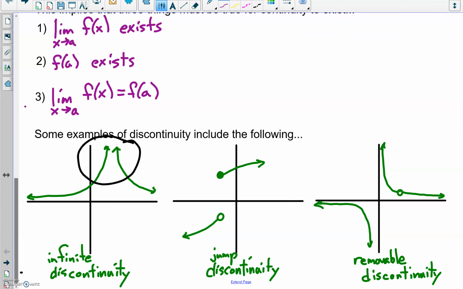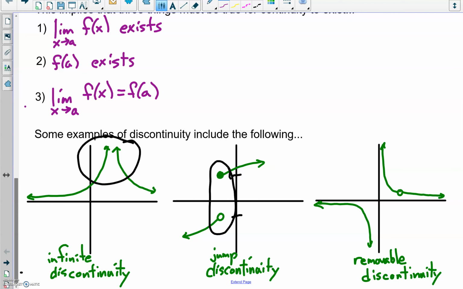The next one, jump discontinuity. These are pretty easy to identify as well. You see a jump in the graph from one y value to another y value with a gap in between. You've jumped up or maybe jumped down quickly, and that's just a jump discontinuity.